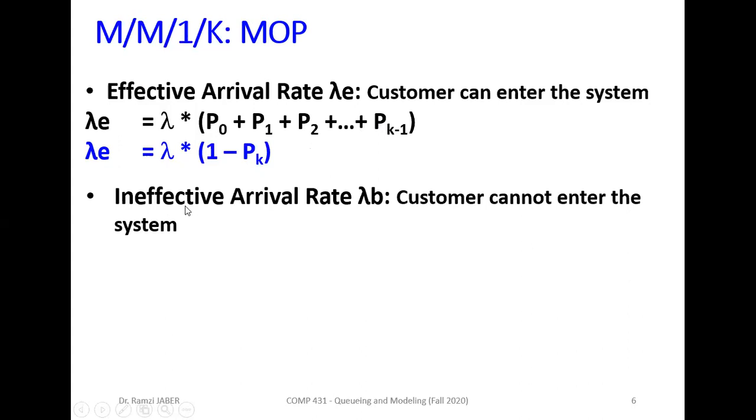Plus the ineffective arrival rate lambda B, for customers who cannot enter the system, will be the opposite. Lambda B equals lambda times Pk. If we add them together, they equal lambda. Okay? This is new in this model.